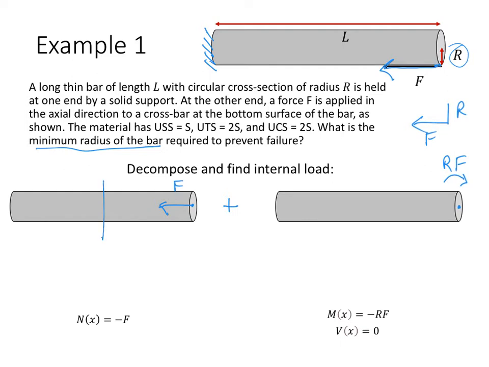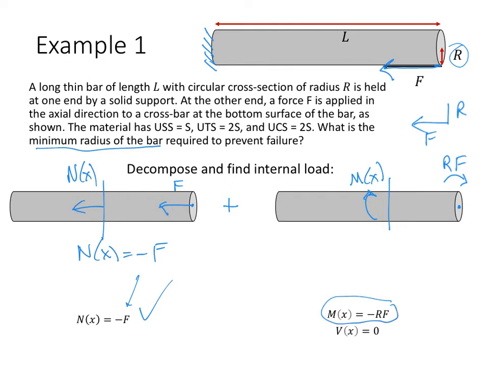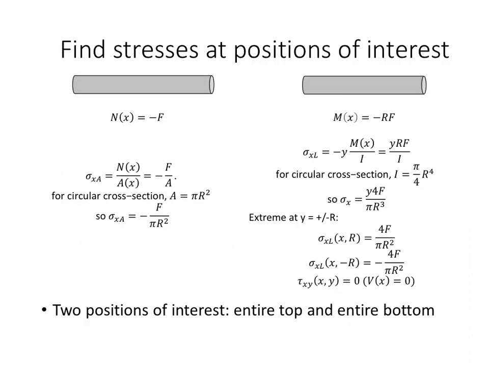We then do a cut here, define here N of x. This is very simple. They're pointing the same direction, so N of x equals negative F. Check, that's what I'm supposed to get. We can do a cut here, make M of x here, pointing upward as we need. And we see there, again, it's in the same direction as RF, and so that gives us M of x is negative Rx, and then we could draw the unknown V of x, but there's no forces here for it to balance, and so V of x equals 0. So that gives us the internal loads in this combined load.